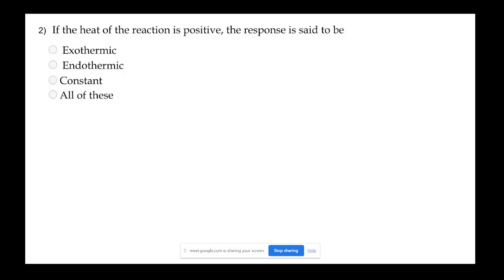I had explained earlier that if the heat of reaction is positive, then the reaction is said to be endothermic.